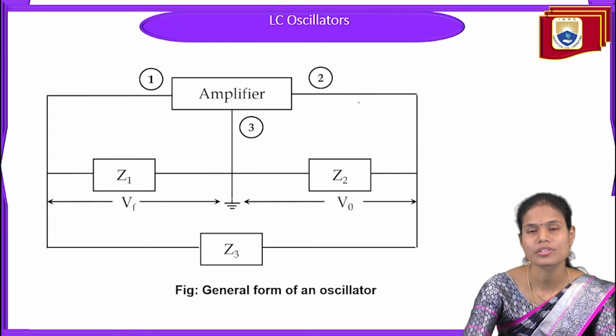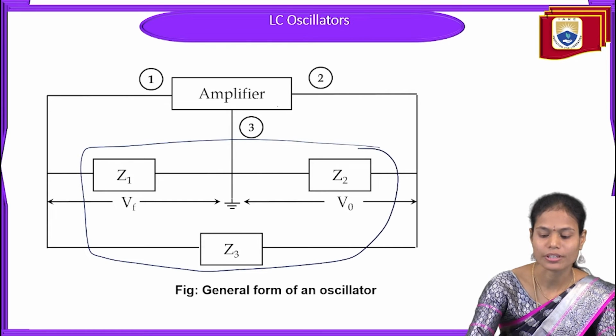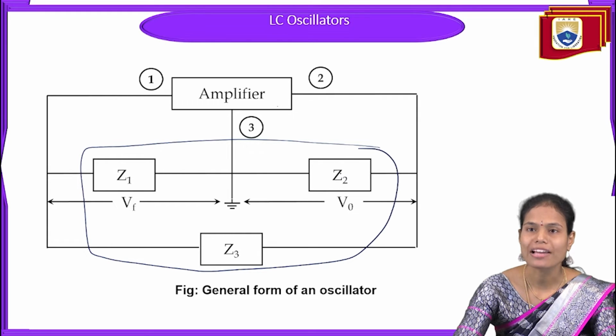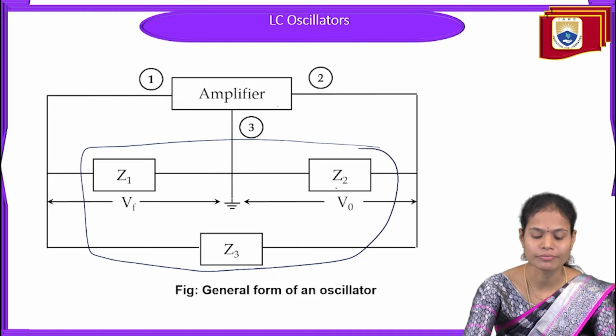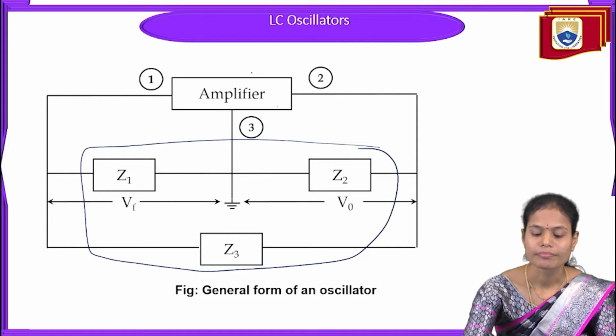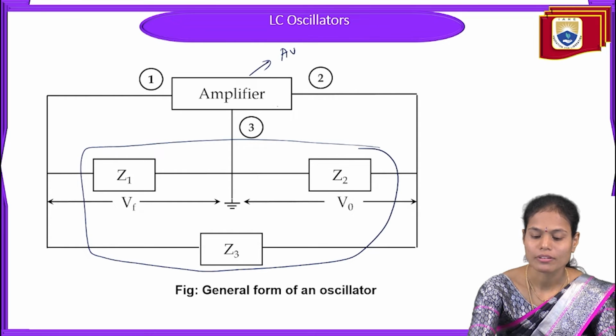So this is the general structure of the oscillator circuit, which consists of an amplifier as well as a feedback network. The output voltage of this oscillator will be taken across the impedance Z2 here, and the feedback signal we will take across the Z1 impedance here. In this case, we have to choose the amplifier in such a way that it provides the maximum gain as well as 180 degrees phase shift.